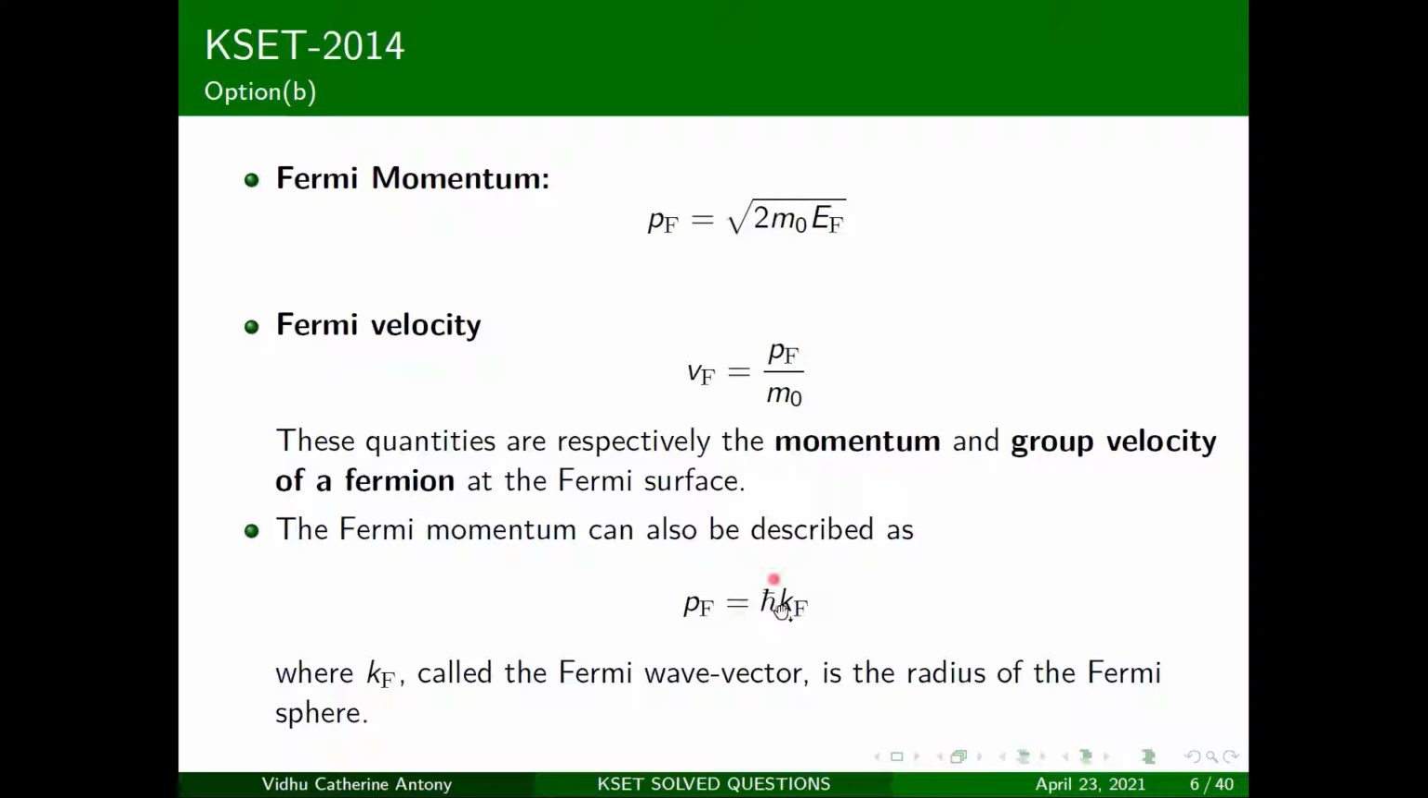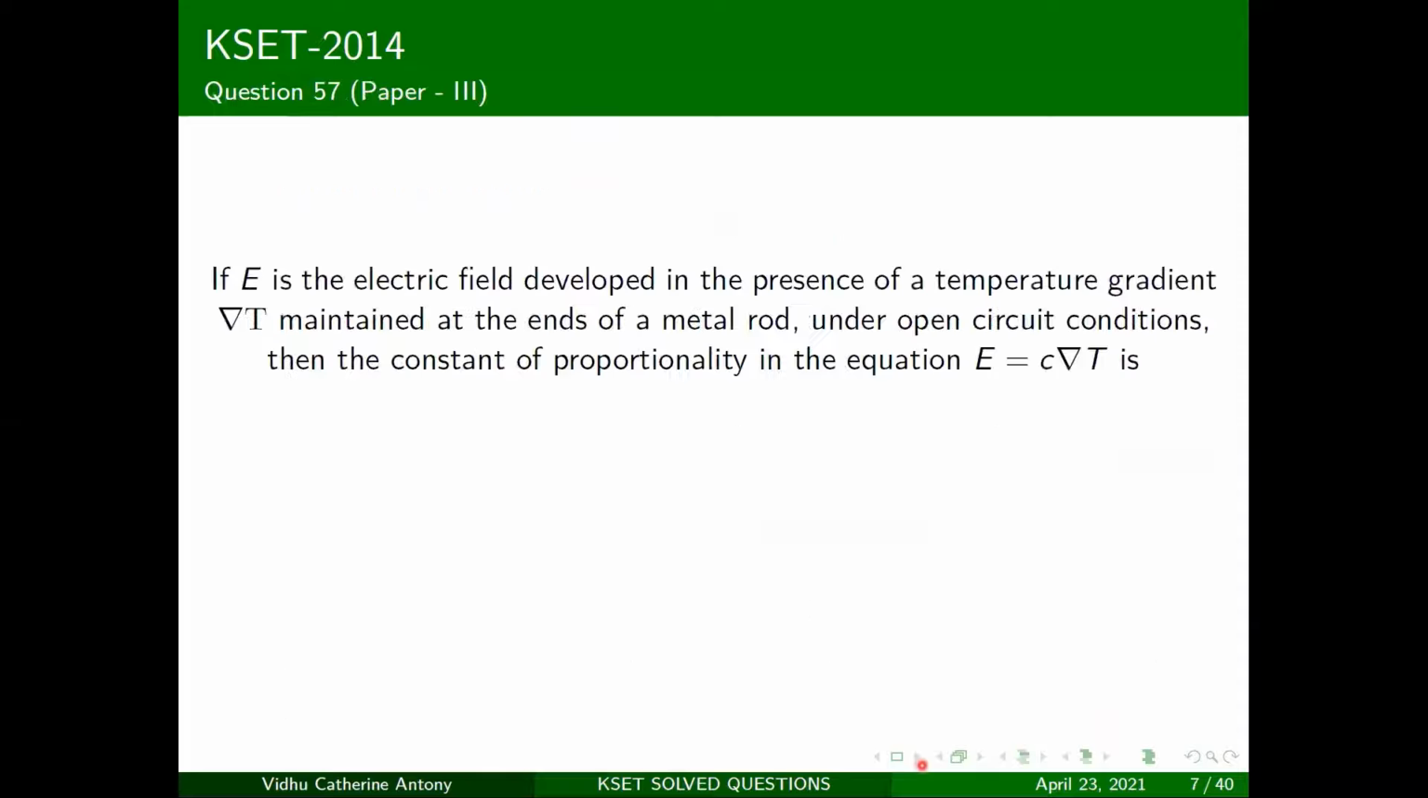And Fermi momentum again can be described in a manner like the de Broglie wavelength. If you're looking at the de Broglie wavelength, lambda is equal to h by p. And similar to that, if you try to write this in terms of wave numbers, you get p_F is equal to h cross k_F. So now we've covered almost all of the different Fermi quantities that are there.